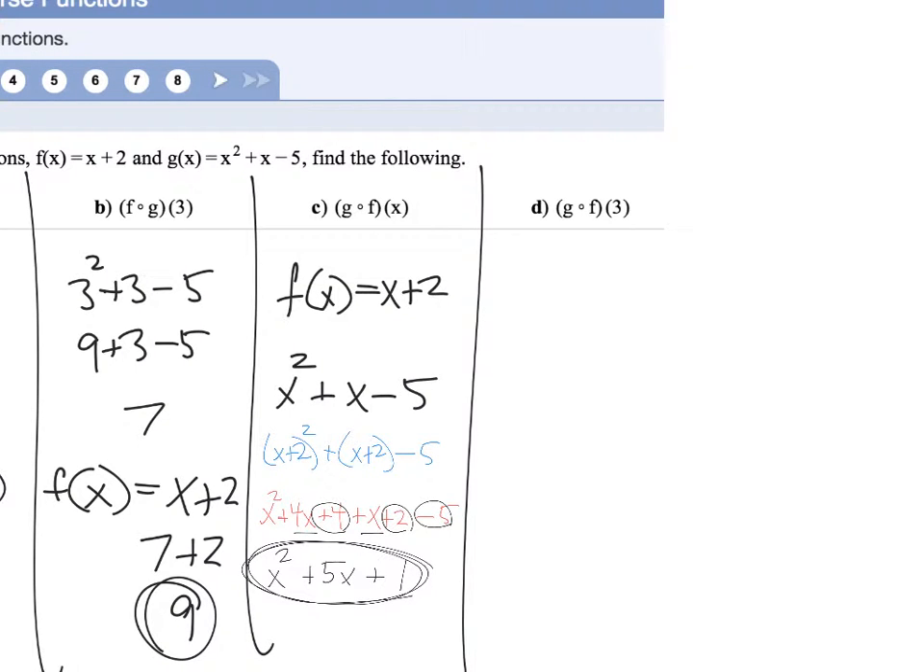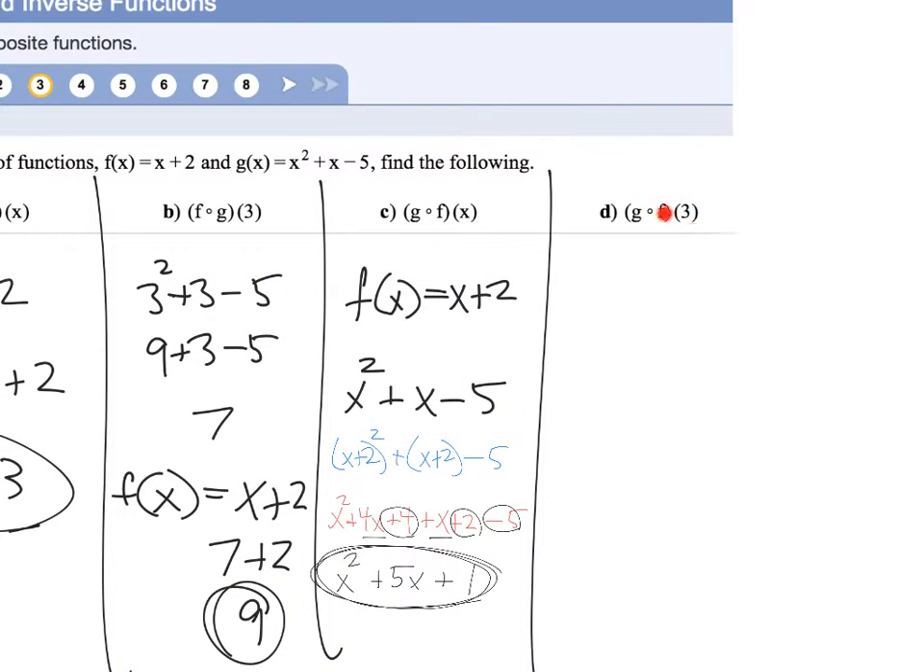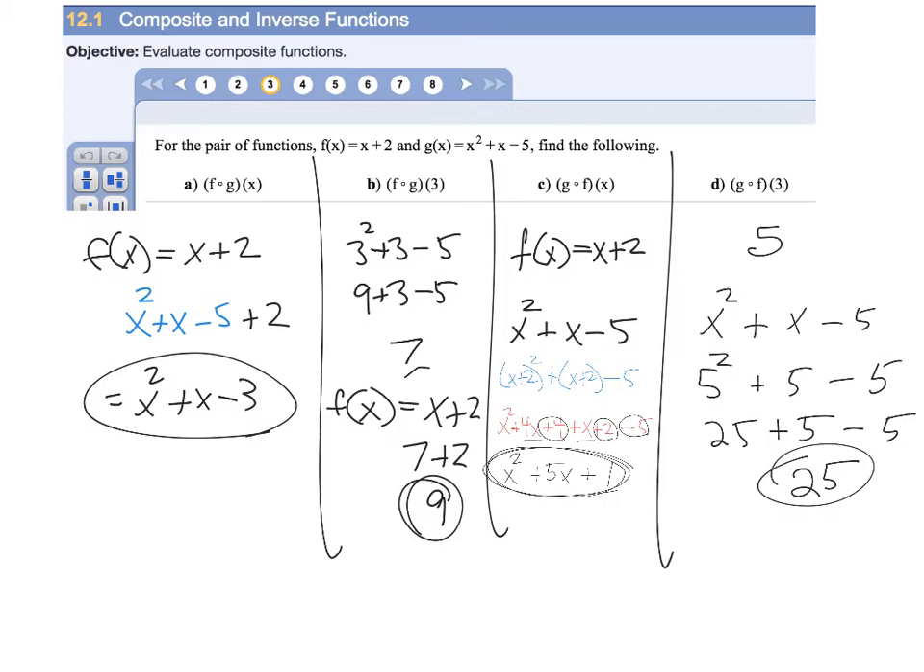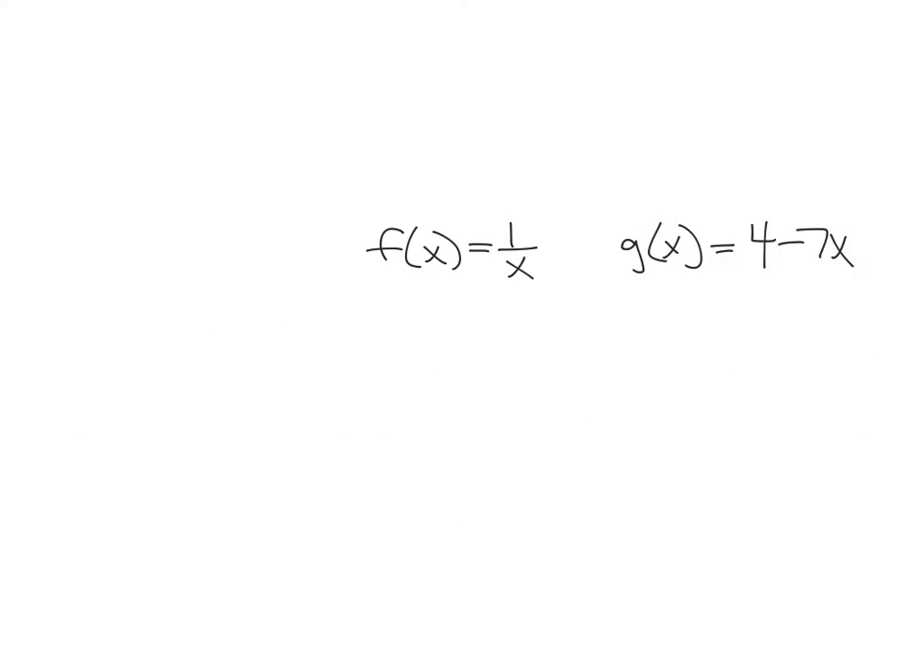This means take 3, put it in F. So when you take 3 and put it in F, you get 5. Now we're going to take that 5 and put it in G. And remember, G is x squared plus x minus 5. So that's 5 squared plus 5 minus 5. So that's 25 plus 5 minus 5, which is 25. So our answer is 25.